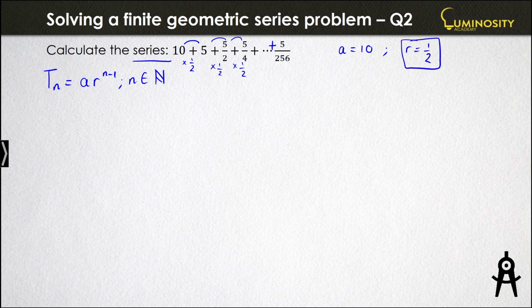Okay, so let's first find how many terms are in the series, because we know this is the last term, and we're going to need that when we use our sum formula. So recall the Sn formula. Because my r value is less than 1, by convention, I'm going to use the second formula, which is a into 1 minus r to the n over 1 minus r.